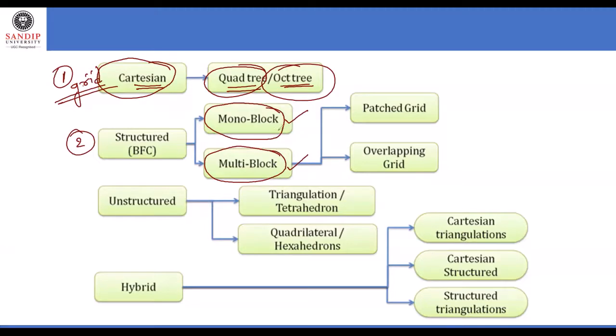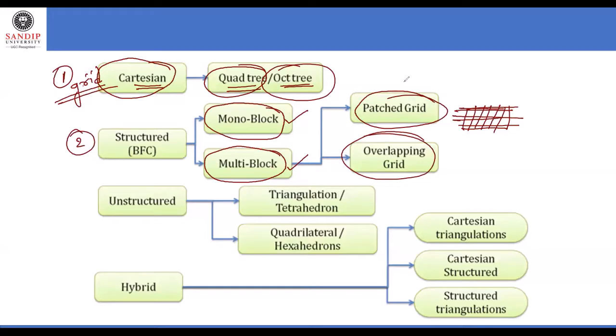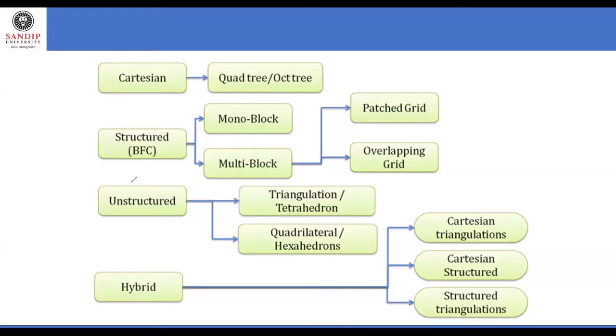Monoblock means a single block is divided into cells, and those cells should result in structured cell sizes. Whereas when you say it is a multi-block grid, it can be a patched one, or it can even be an overlapping grid. This is the second type of grid generation method. This is the first type, the second type, and the third one is the unstructured grid method.